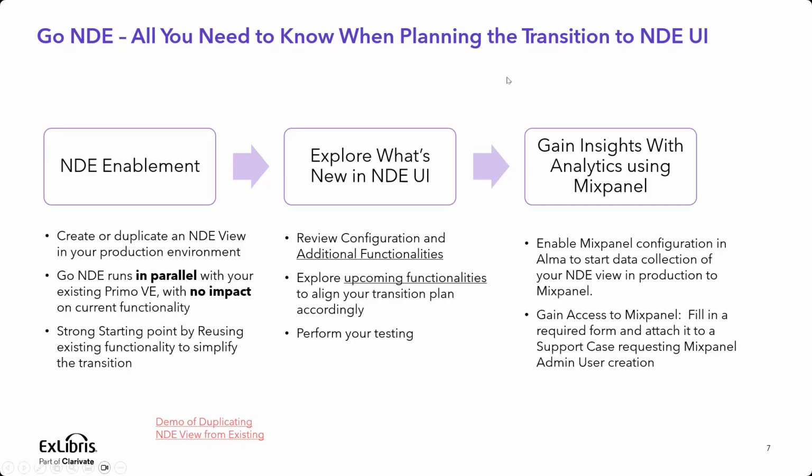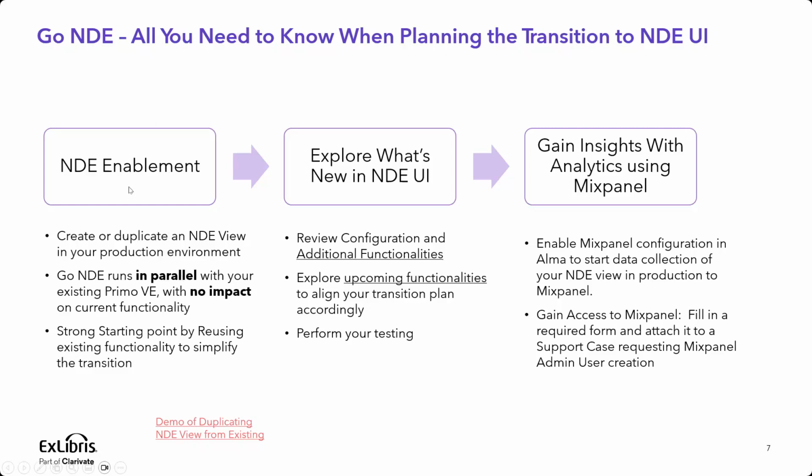While you are thinking about the transition, the first thing you will need to do is the enablement. You will be able to create or duplicate an NDE view. If you choose to duplicate, you're starting from a good starting point. It's important for us to emphasize that if you work on a production environment, you will have your NDE view side by side with your existing live production Primo VE view, and there should be no impact on your existing live production. So you can set up a new NDE view on top of your production in parallel.